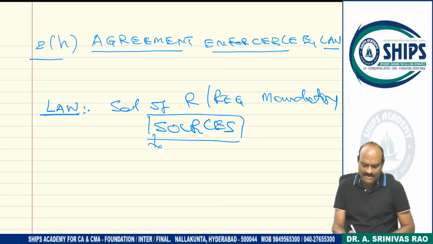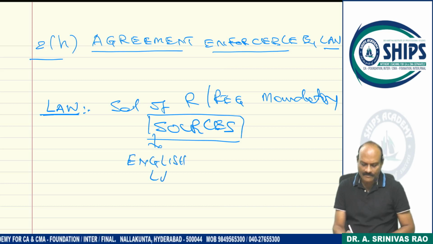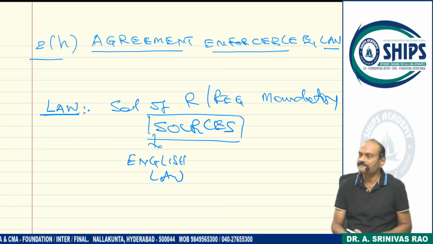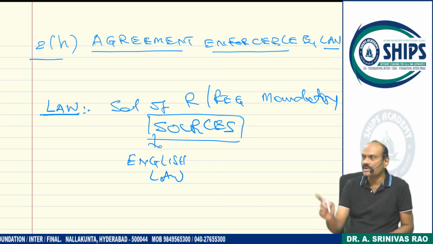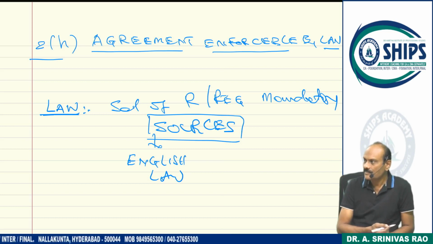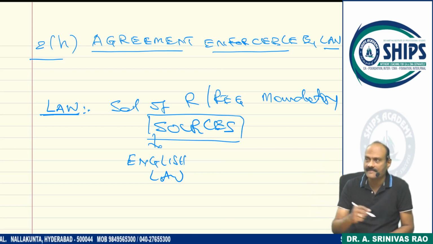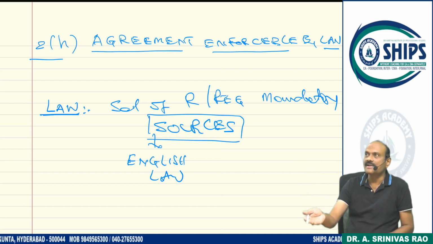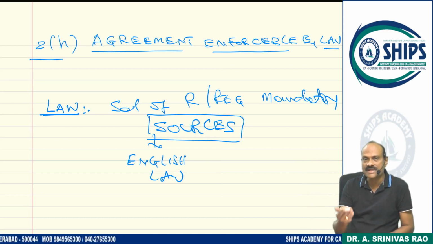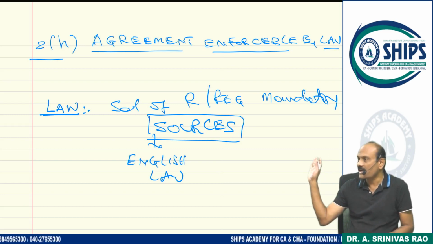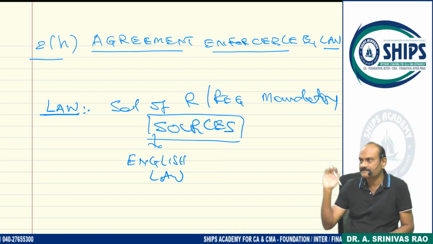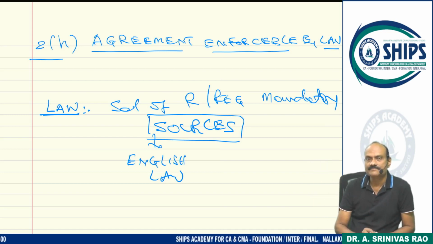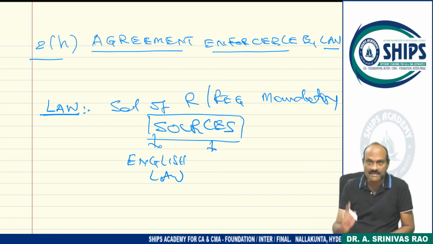The first major source: English law, nothing but British law. They ruled us for more than 200 years and implemented all their laws in India. Today also we are following some of their laws without changing a single word. The best example is our Contract Act, 1872, which is British law, not an Indian law. So English law is the major source for the development of law in India.